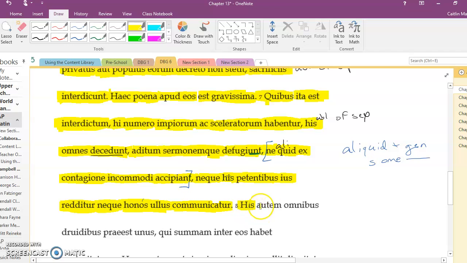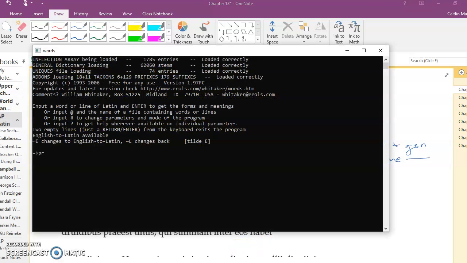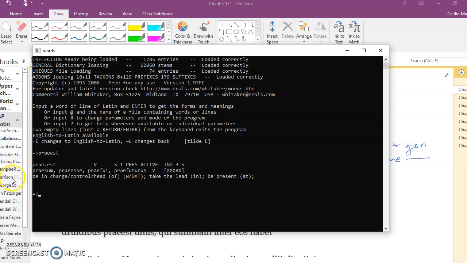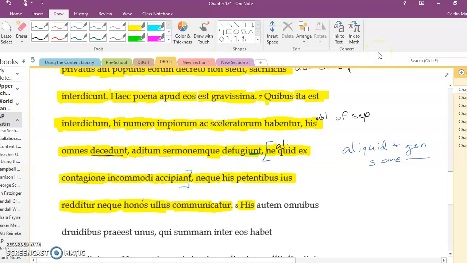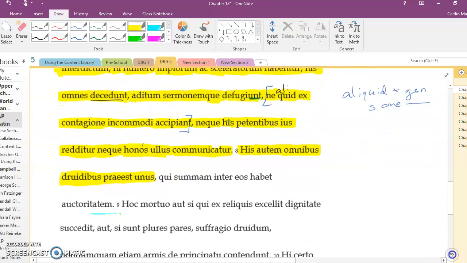His autem omnibus druidibus praeest unus. I think you have a note in your book on this. But praesum is a good word to know how it operates. It means to be ahead, to be on top, to be in charge, but it takes the dative. You are in control of a dative. Okay. So, but his omnibus druidibus, but something about all these druids. Unus praeest, okay? One guy is in charge of all these druids.